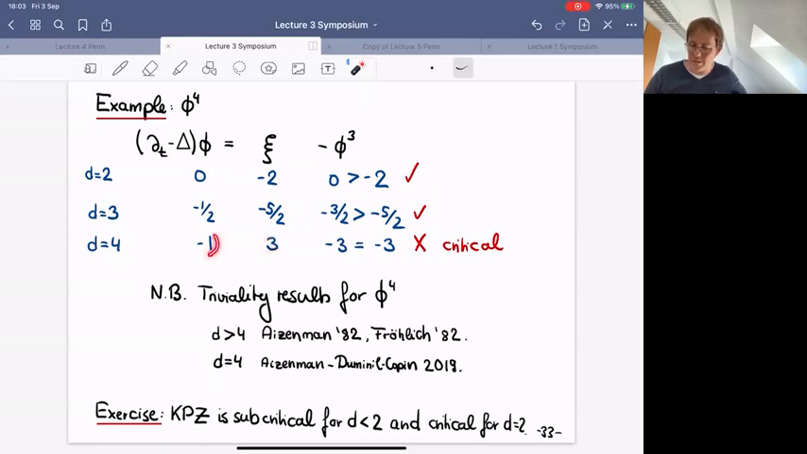You go with the heat operator to -1. Then you multiply by 3, and you see you again... Sorry, this should be a -3, of course. So you see you are again critical, and again regularity structures doesn't work.